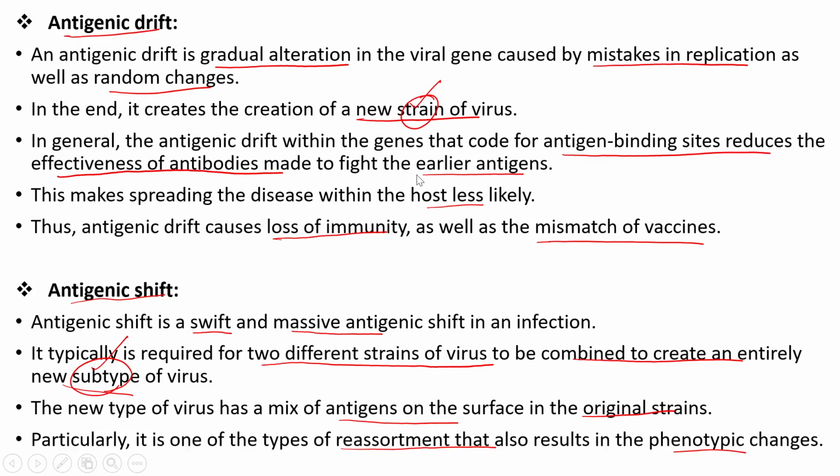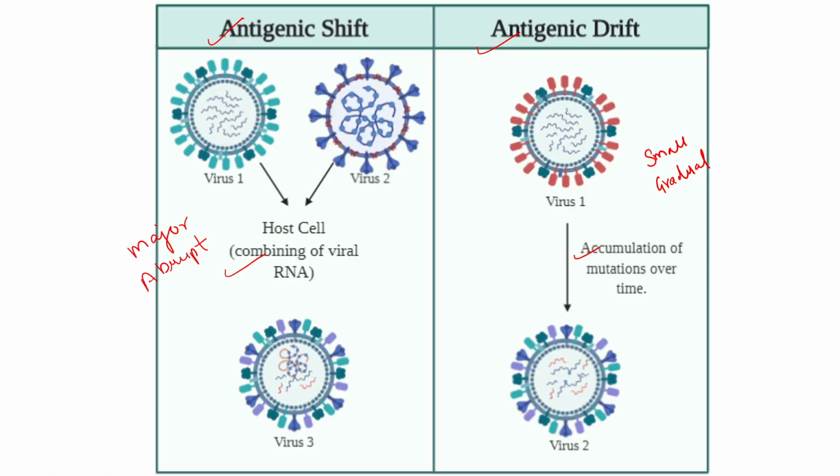But in the case of antigenic drift, only the antigen binding sites were altering a little bit. But in the case of antigenic shift, completely new antigen binding sites and completely new antigens are there. And this can happen because of gene reassortment that also results in phenotypic changes, like overall receptors are changed, and genetic material is also changed. It is a result of two different viruses. So these were antigenic shift and antigenic drift.